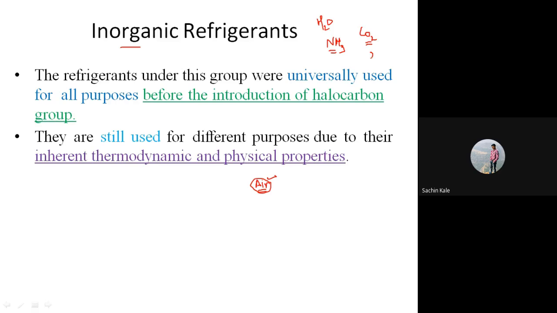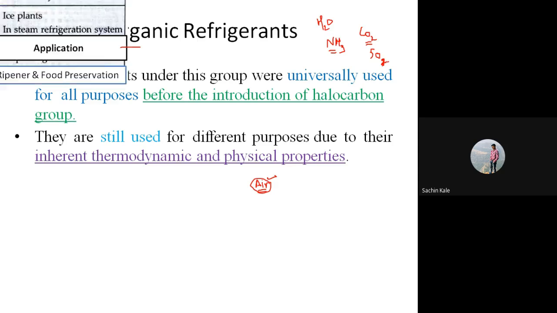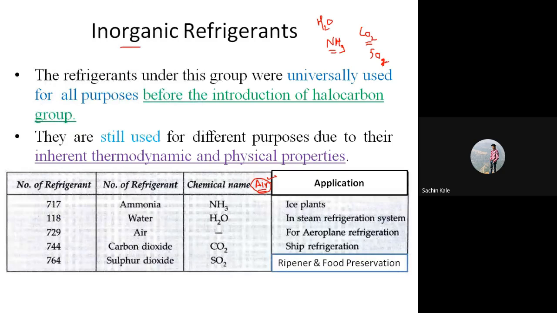Then sulfur dioxide, SO2. For food preservation, we are using that sulfur dioxide as a ripener. That is also available in nature. So those are some of the inorganic refrigerants. Inorganic refrigerants are nothing but ammonia, water, air, then carbon dioxide and sulfur dioxide. Those are the refrigerants which are available in nature, and those fall under the category of inorganic refrigerant.